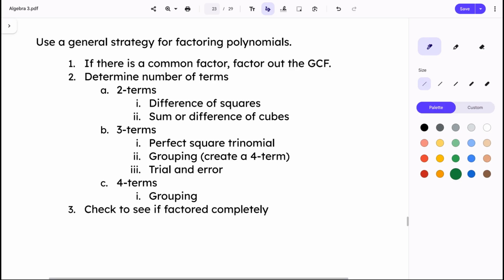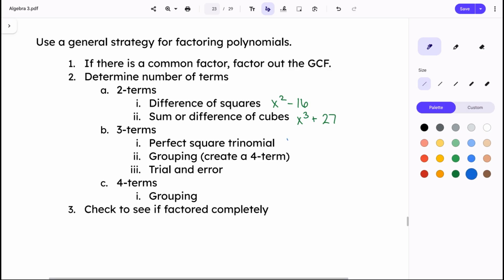Okay, if there's only 2 terms, chances are pretty high that you're going to be using the difference of squares or the sum or difference of cubes, because those are the problems that only had 2 individual terms. So for example, if you had x squared minus 16, or x to the third plus 27, those would be cases where you have 2 terms, and you'd maybe be using one of those shortcuts.